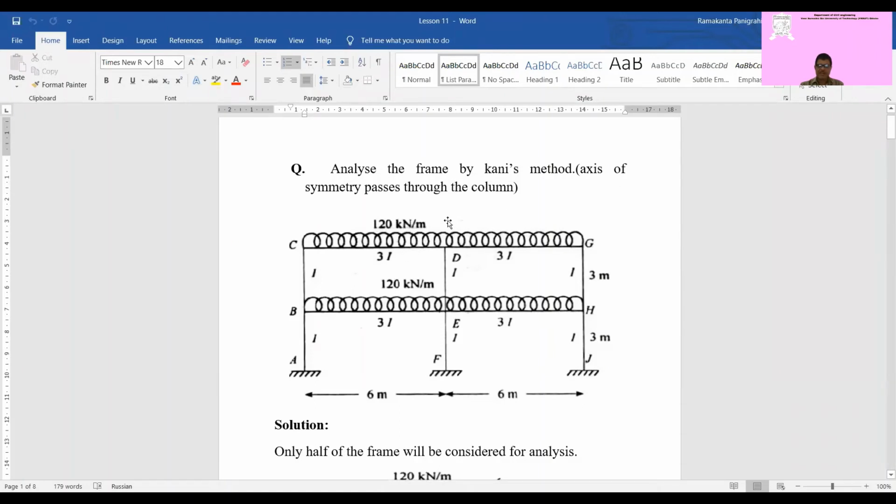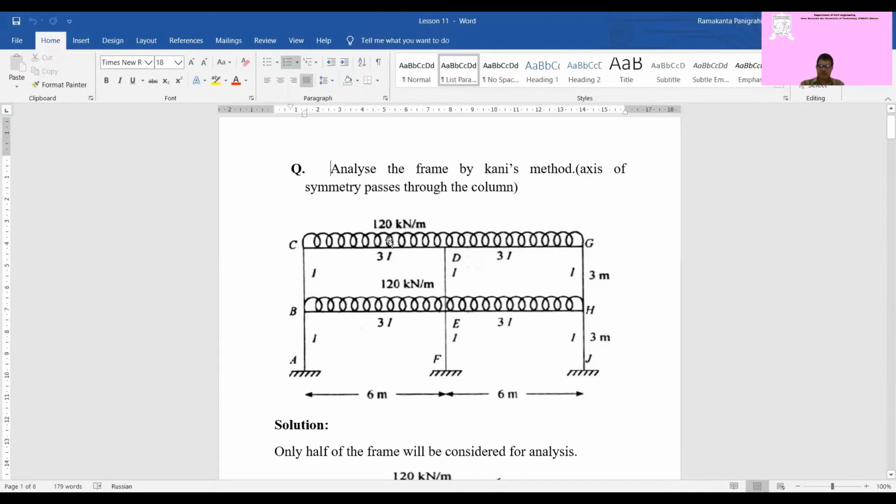Now, where does the axis of symmetry pass? In this problem, the axis of symmetry passes through the columns. In the earlier case, it was passing through the beams. So there are two axes of symmetry: either the axis of symmetry passes through the columns, or it passes through the beam. Now here it passes through the column. You see the load is given, 3I, 3I, I, and this is symmetrical.